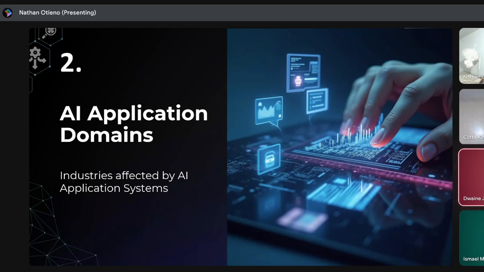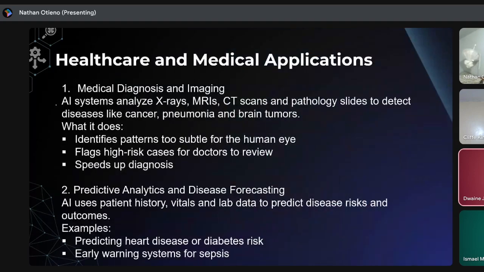I'll be taking you through the healthcare and medical applications. So, as you all know, AI will transform healthcare by making diagnosis faster and more precise. So we are also hoping for AI to take healthcare to the next step. I'll start off with number one, medical diagnosis and imaging.